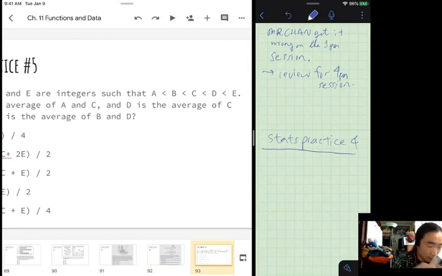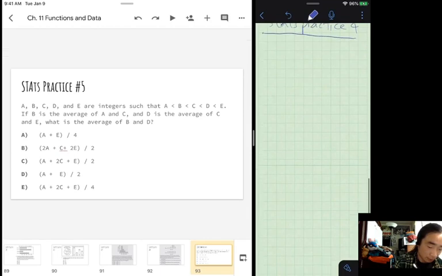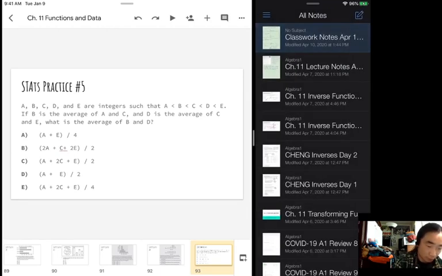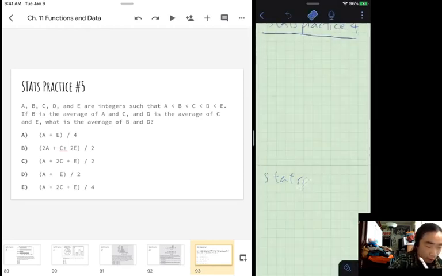All right, here, stats practice 5. So this one has a little bit of algebra applied to the average formula.